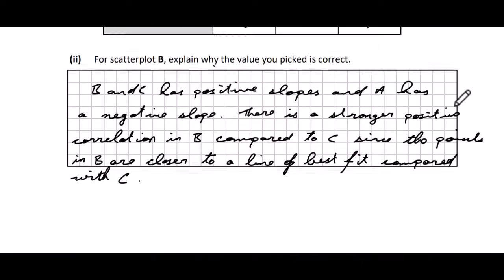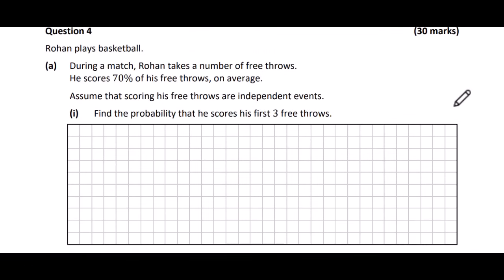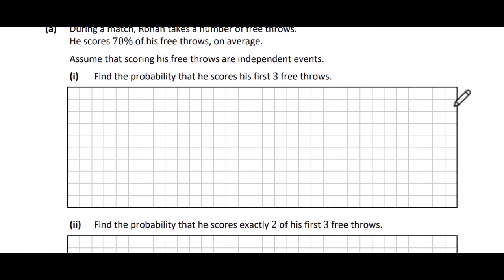Okay, so let's move on to the next question. So this is question 4. Rowan plays basketball. So part A, during the match, Rowan takes a number of free throws. He scores 70% of his free throws on average. Assume that scoring his free throws are independent events. Find the probability that he scores the first 3 throws.